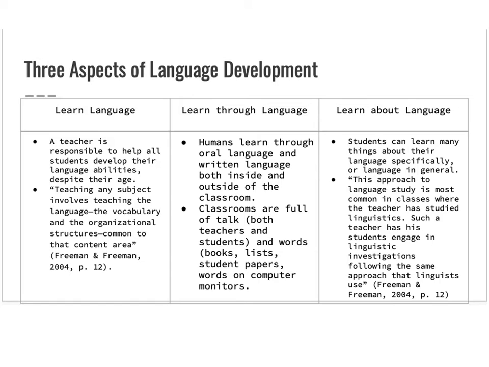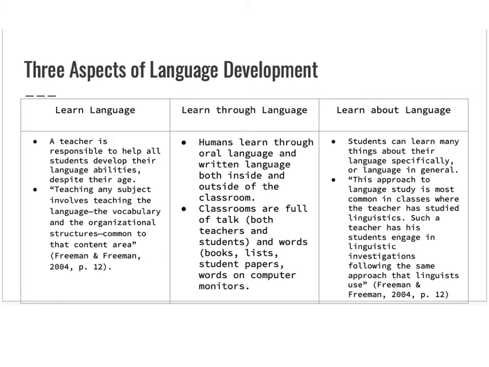Three aspects of language development. The first aspect is learn language. A teacher is responsible to help all students develop their language abilities despite their age. According to Freeman and Freeman, teaching any subject involves teaching the language, the vocabulary, and the organizational structures common to that content area. The second aspect is learn through language.